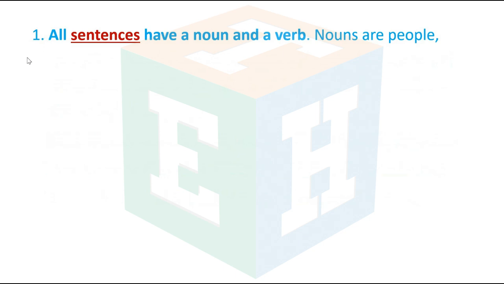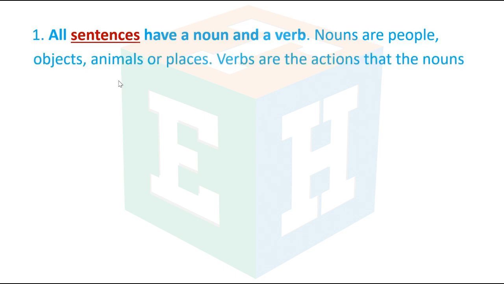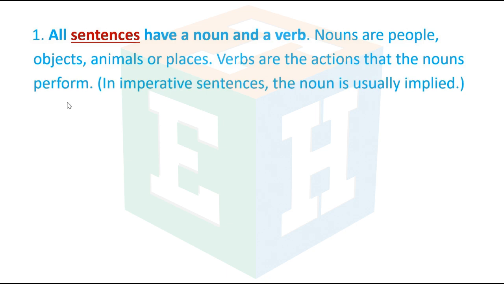Number 1. All sentences have a noun and a verb. Nouns are people, objects, animals, or places. Verbs are the actions that the nouns perform. In imperative sentences, the noun is usually implied.